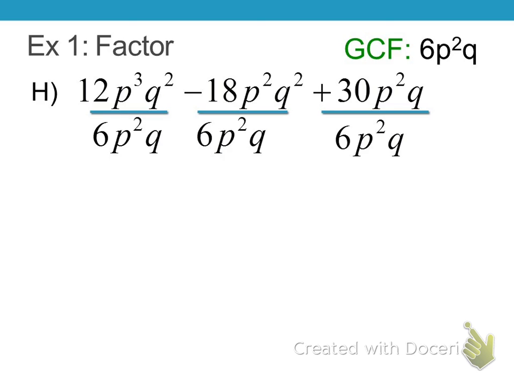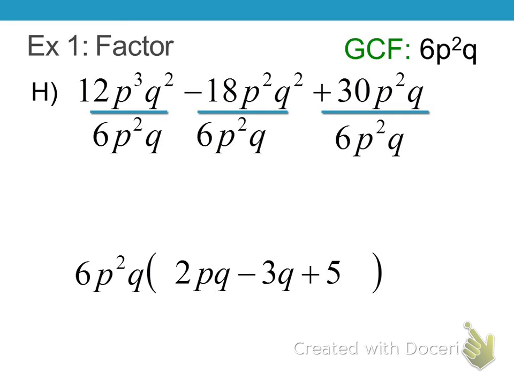How do I start my answer? 6p squared q. You got to start with the GCF. 6p squared q, and then, yes, 2pq. Good. In the middle, we get 3q. And then in the back, all the variables are going to go away, and we are left with just 5. What are your questions?